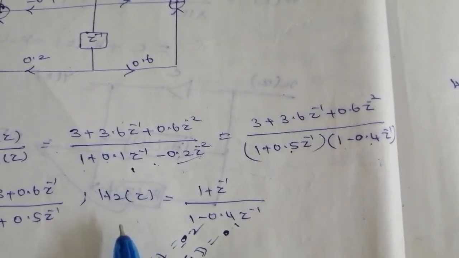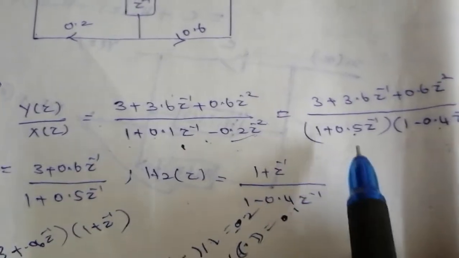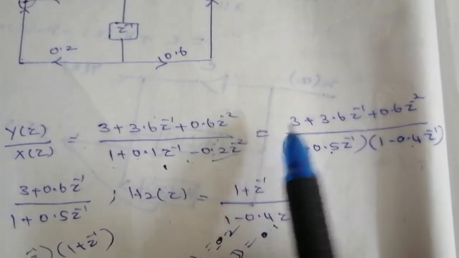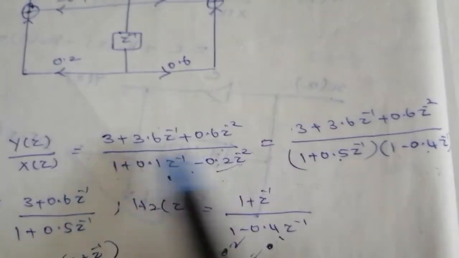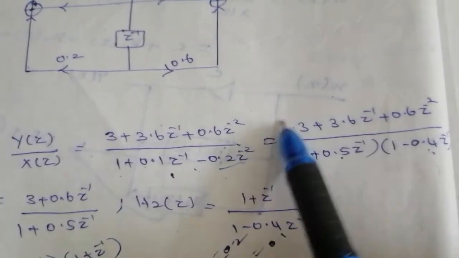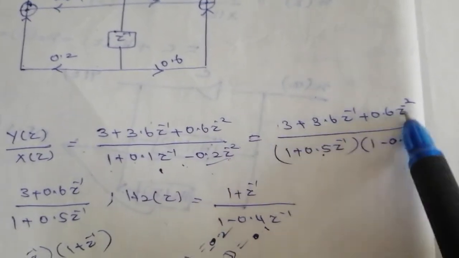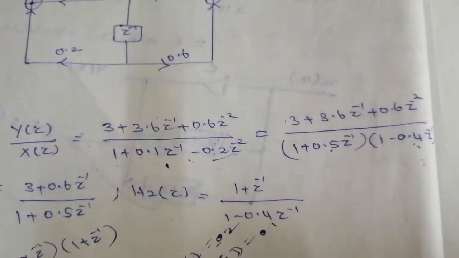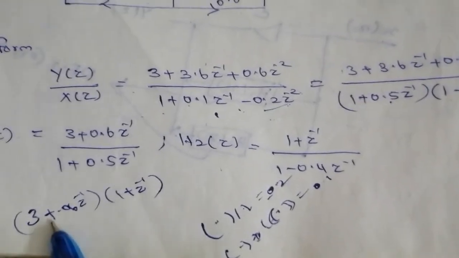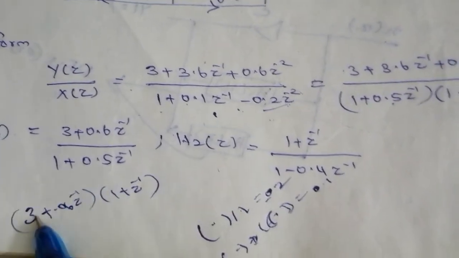Is it clear? So we have the two factors done. So now separate the H of z into two parts, H1 of z and H2 of z. So for that, the numerator we have one equation. If it is possible, you have to separate this equation into two terms like this. That is 3 plus 0.6 z inverse into 1 plus z inverse. Now multiply these two terms, we get this value.